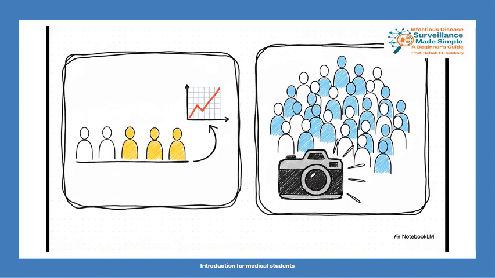Incidence is all about new cases. It measures the risk of getting a disease. Prevalence, on the other hand, is a snapshot of all existing cases at one point in time. It measures the total burden. So as a clinician, you'd use incidence to see if a new prevention strategy is working, but you'd use prevalence to plan for how many resources you'll need for patients.